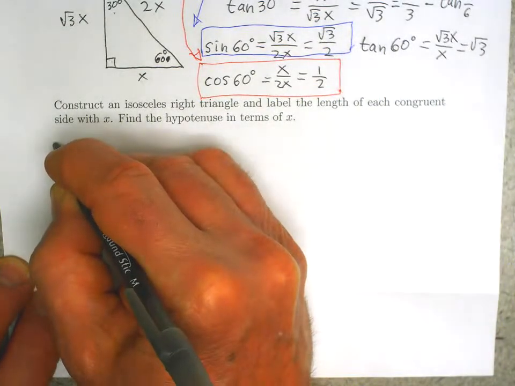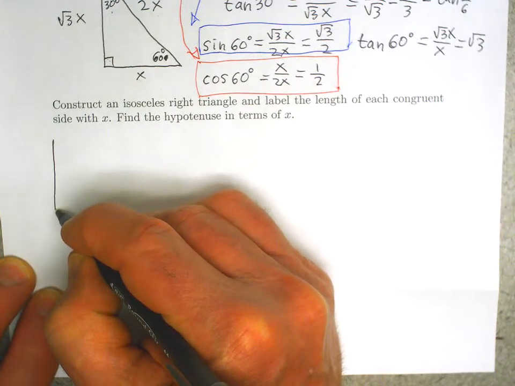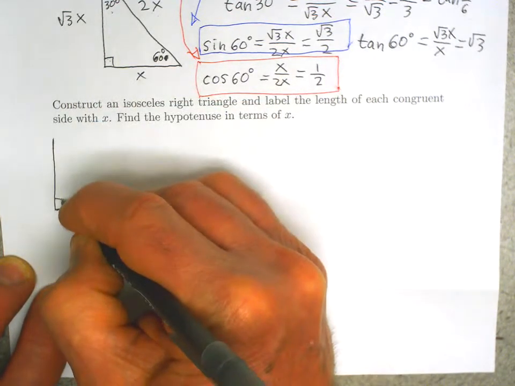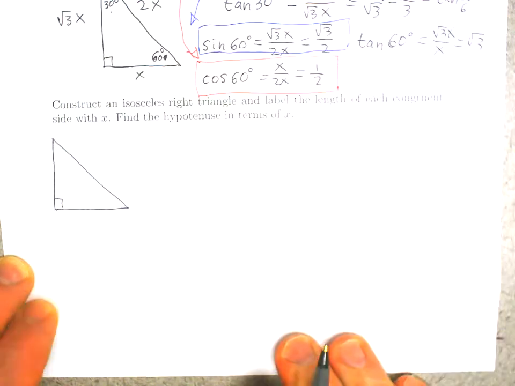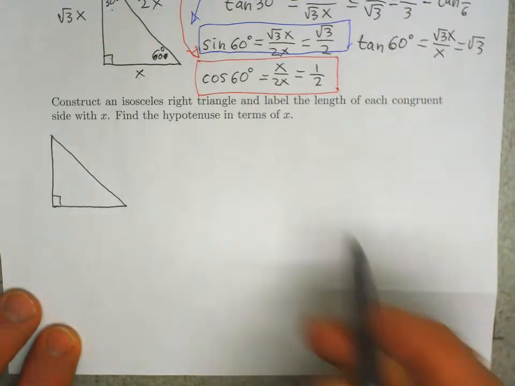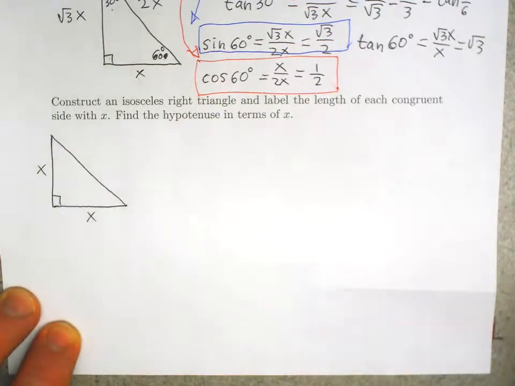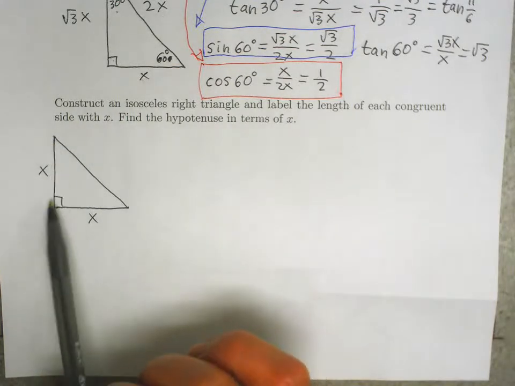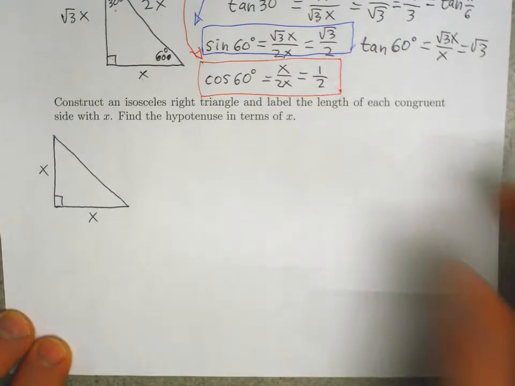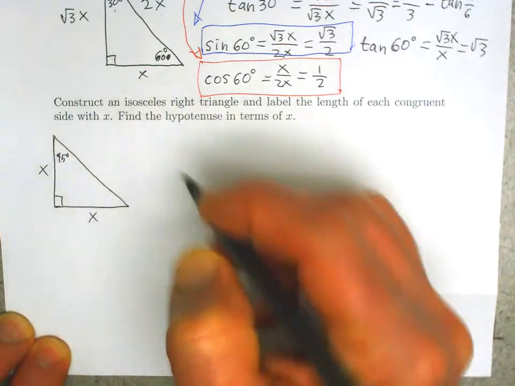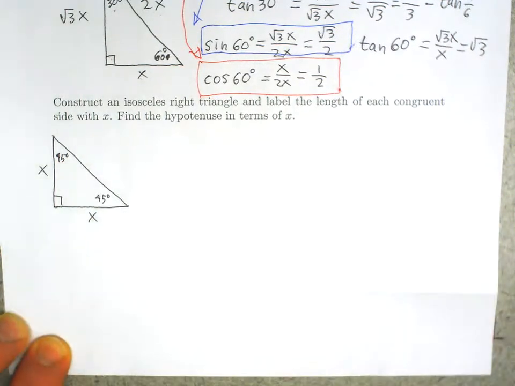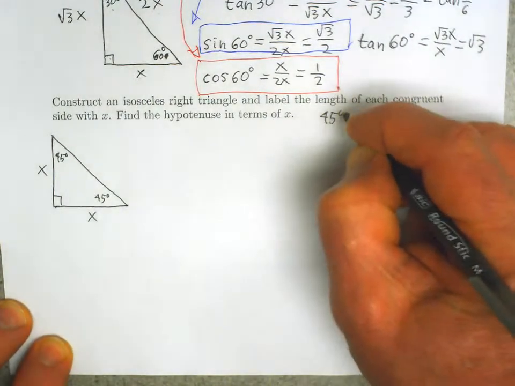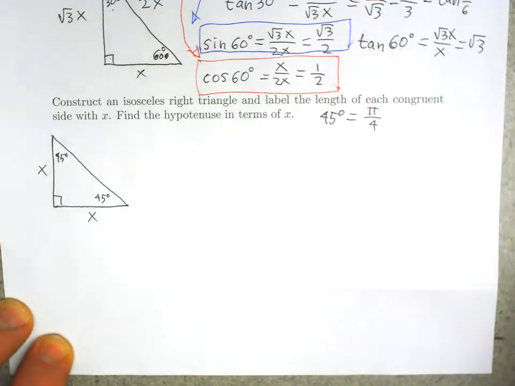Okay, an isosceles right triangle. Isosceles means two or more sides are congruent. But if it's an isosceles right triangle, then exactly two sides are congruent. And we're going to label the length of each of the two congruent sides with x. And it turns out that in an isosceles right triangle, each of the two acute angles is 45 degrees, or pi over 4 radians. I'll remind you, 45 degrees is equivalent to pi over 4 radians.